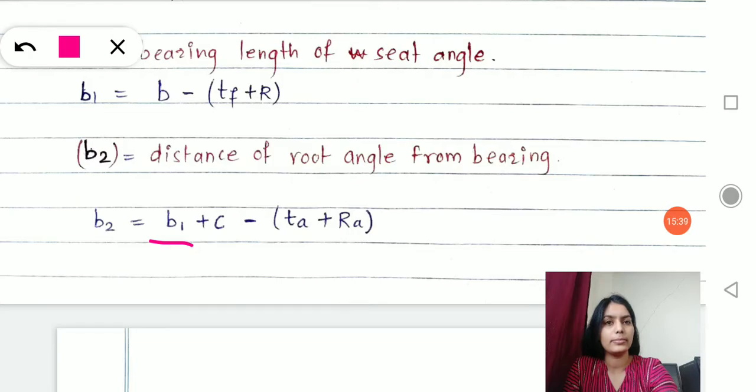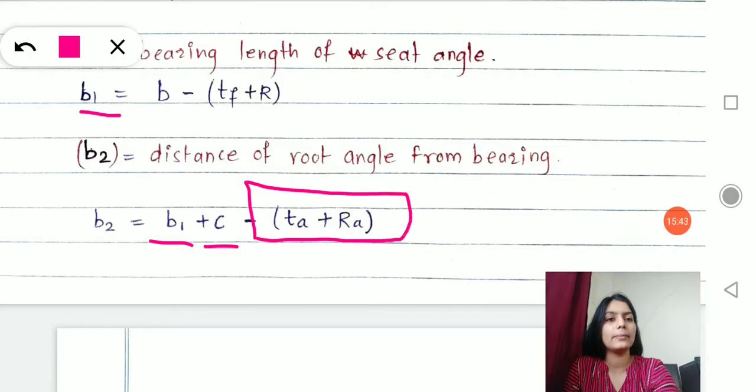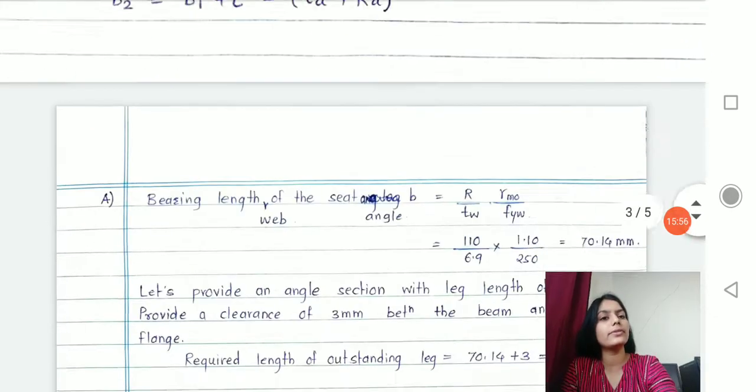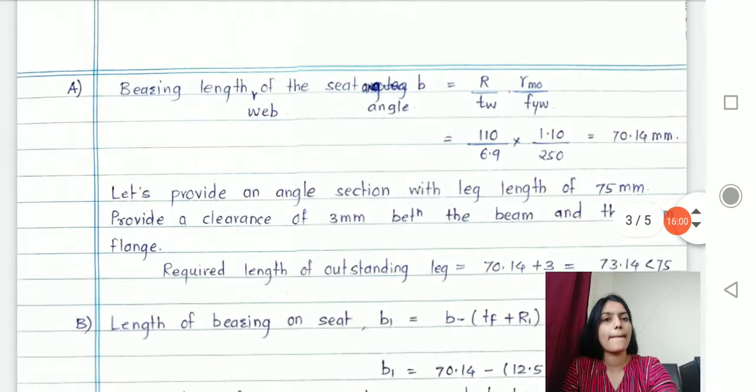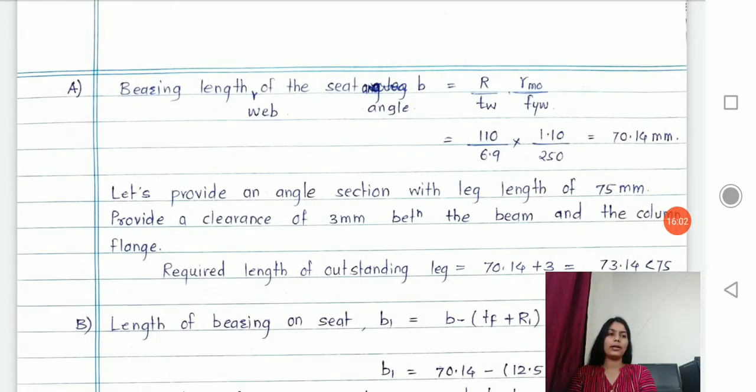B1 plus clearance minus TA plus RA. What is TA and RA? TA is the thickness of angle and RA is the root radius of angle that we have enlisted in the properties of our beam. Okay. Now the actual steps, the actual procedure of calculating everything which I have explained previously, starts over here.